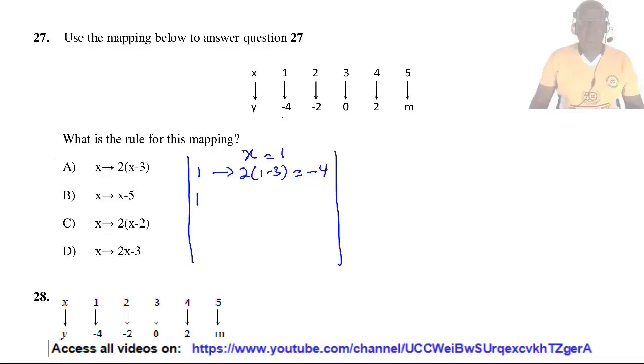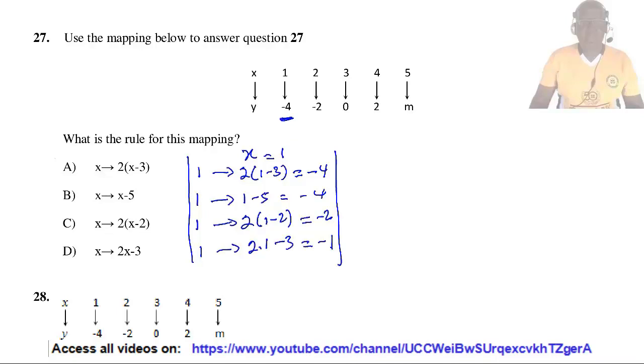For B, 1 will map into 1 minus 5, which is minus 4. For C, 1 will map into 2 times 1 minus 2. 1 minus 2 is minus 1, so minus 2. For D, 1 will map into 2 times 1 minus 3, which equals minus 1. Since 1 maps into minus 4, C and D are wrong, so we shall test with A and B.